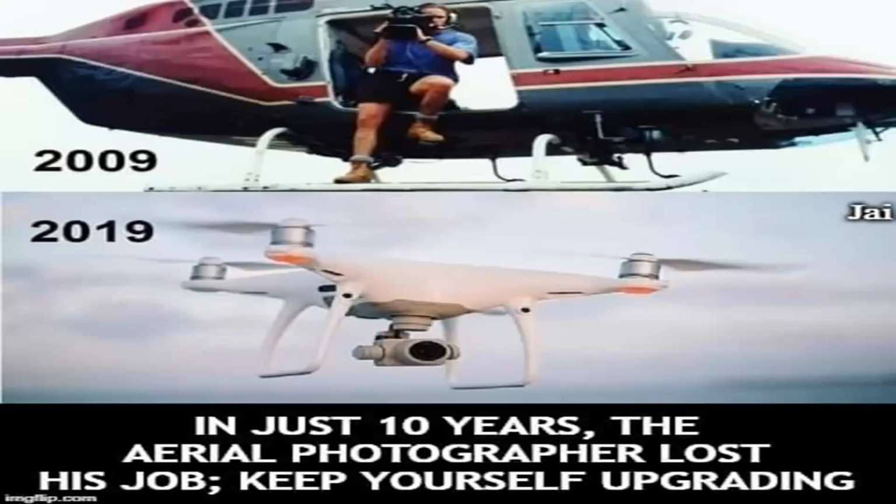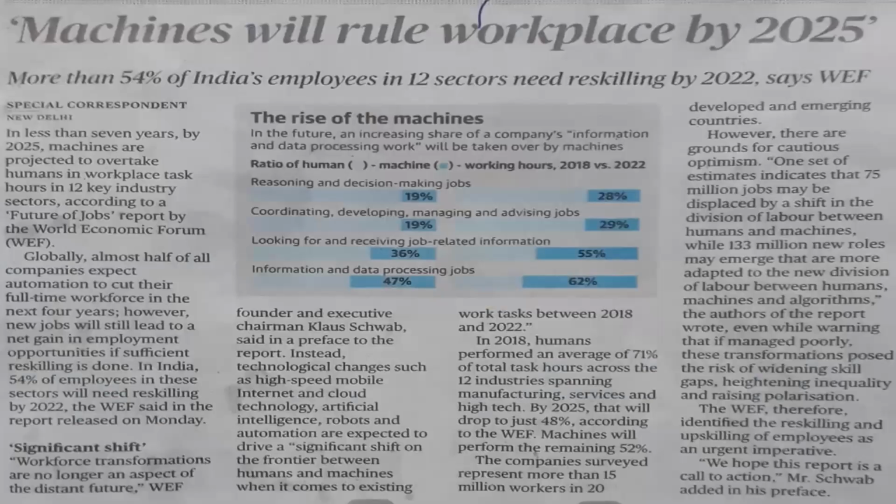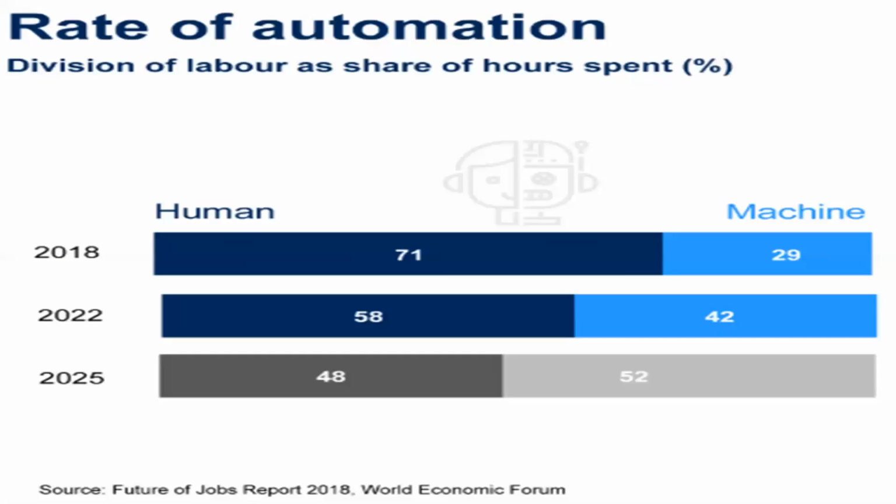This is from 2009, this was a job. Now it is replaced by drone cameras. Even in marriage festivals and a lot of other places, they now use drone cameras to capture. Even some news channels started using drone cameras to capture rain issues and other related issues. So this job is already gone for this person. Machines will overtake the workplace, and that's the prediction.